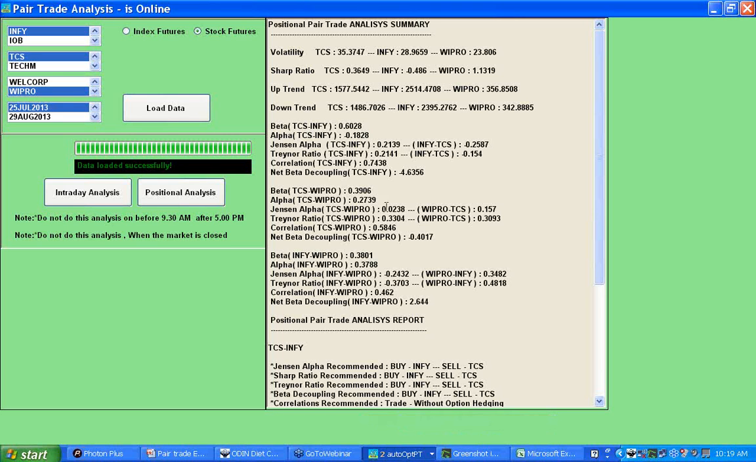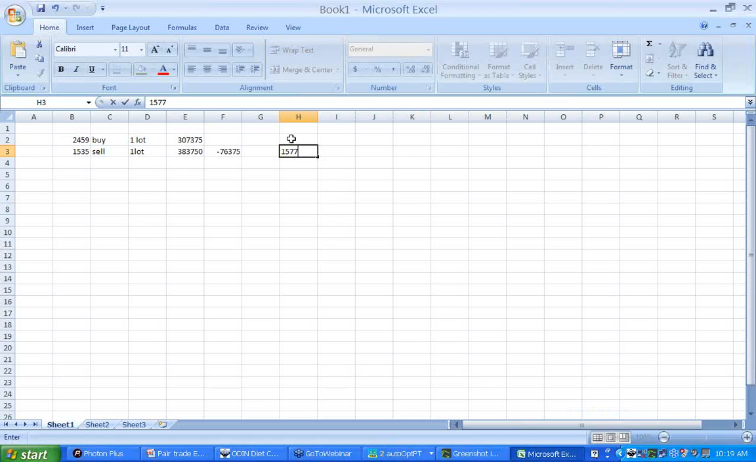Whenever I analyzed this, the uptrend I have given you is with the estimation that you will be holding this position for a maximum of 10 days, not beyond that. And Infosys, which I have bought, its downtrend starts at the 2395 level.